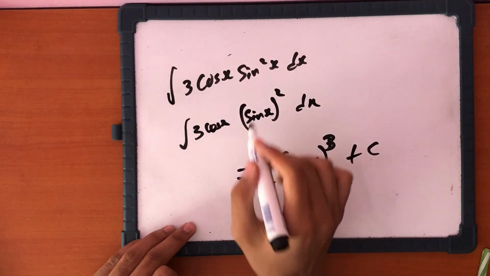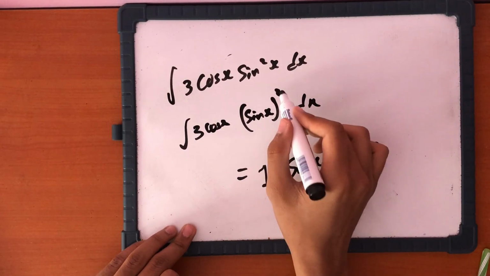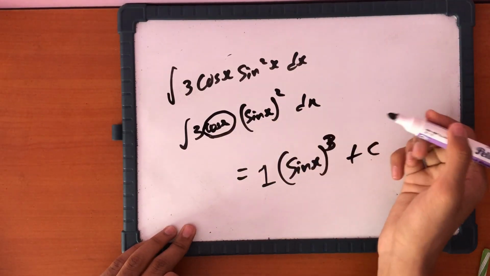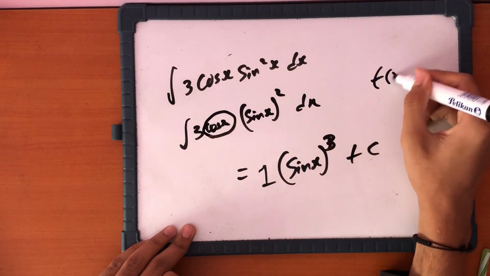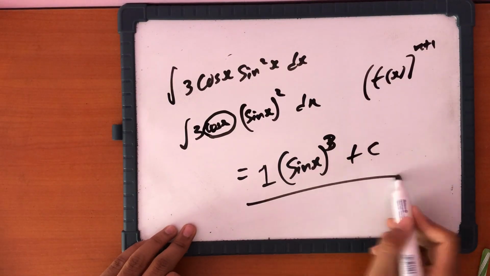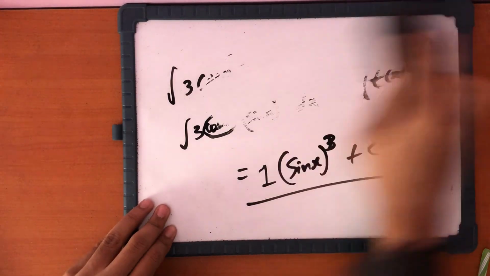So, that general thing I showed you, when you have a function raised to a power, and the derivative also happens to be there, you just add 1 to the power of the function. It just becomes f of x raised to n plus 1, and then you adjust for a constant. So this is the answer. Let's see another example.